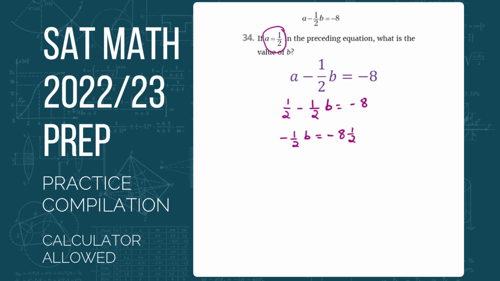So let's convert this into a mixed number. That's negative B over 2 is equal to negative 17 over 2. 2 times 8 is 16, plus 1 is 17. The negatives cancel and the 2's cancel and we get B is equal to 17.